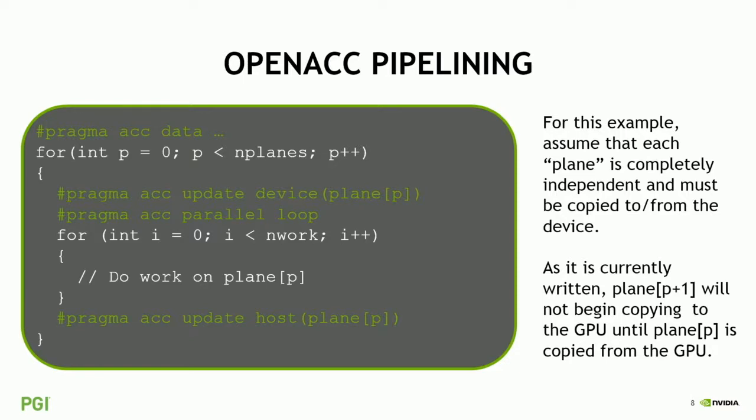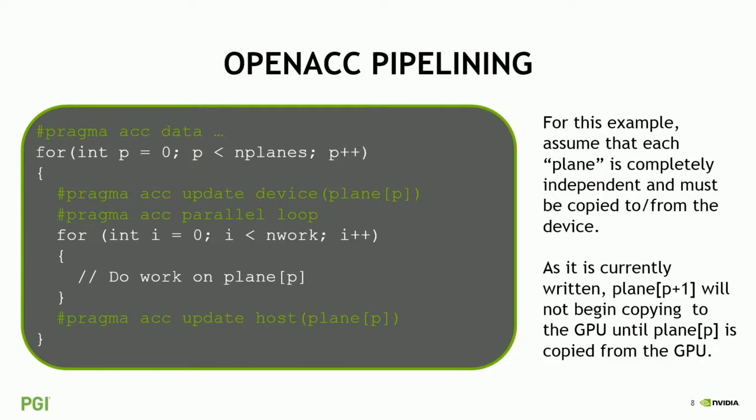Then we launch a kernel on it that does some work on the plane P, and after that we update the data on the host again. So we copy it to the GPU, we do some work on it, we copy it back to the CPU, and then there's this outer loop here which does not get executed in parallel on the GPU. It's basically a driver which just steps through all these independent planes. Okay?